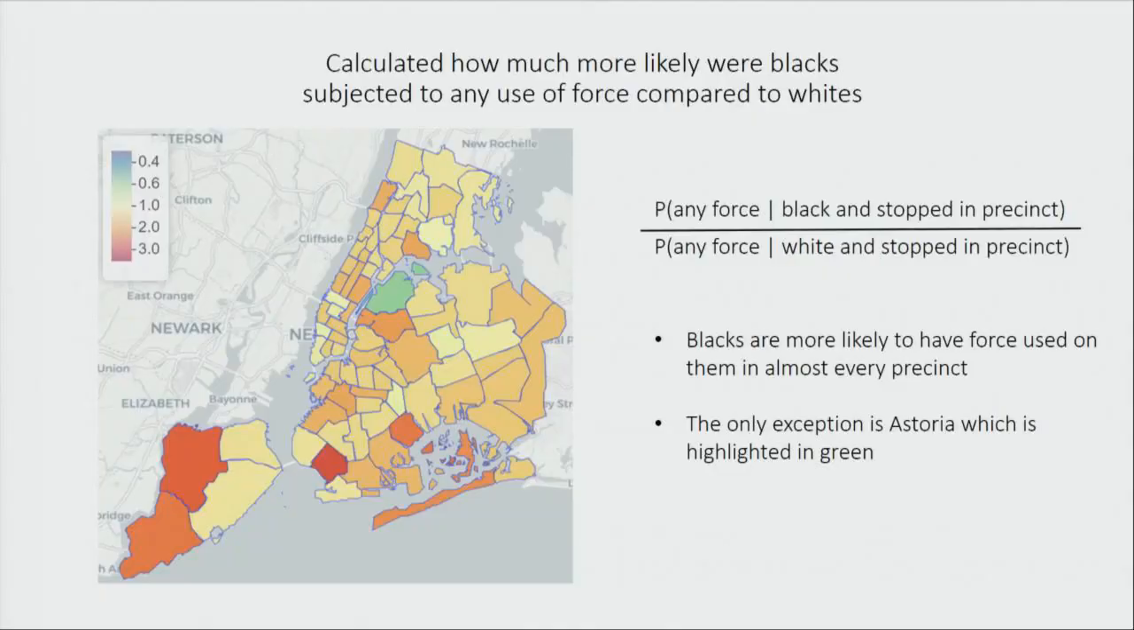And therefore, what we decided to do was calculate how much more likely blacks were subjected to any force used in comparison to whites. So to do so, we divided the probabilities of the white and black civilians. And sadly, this map actually shows that black civilians were more likely to experience any kind of force, given that they were stopped in a precinct. The only exception to this is Astoria, which is highlighted as the green area there.